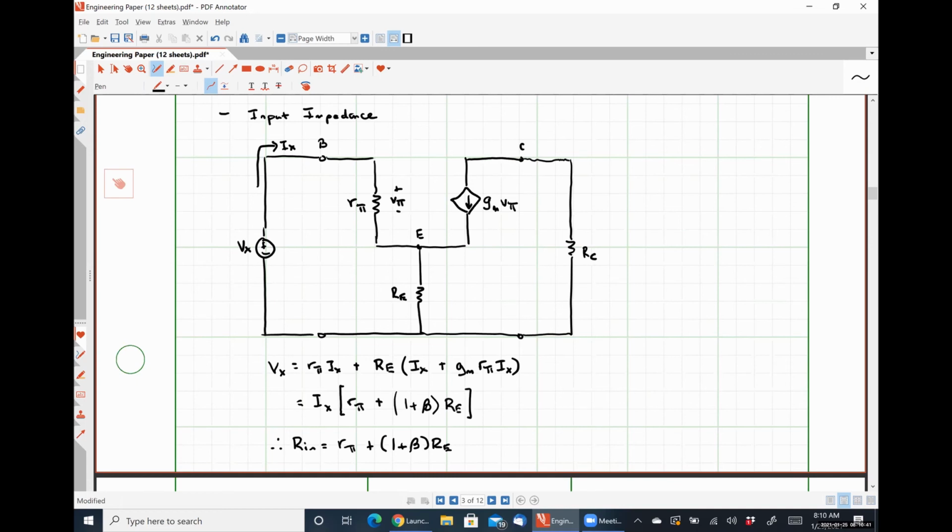R pi inherently is beta over GM. So that depends on our biasing conditions, but it would not be unreasonable to have a value on the order of a couple of kilo ohms as R pi, right? Because GM is IC divided by VT. So our bias currents that we've been seeing for our collector are somewhere on the order of a milliamp, usually. A milliamp divided by our thermal voltage.